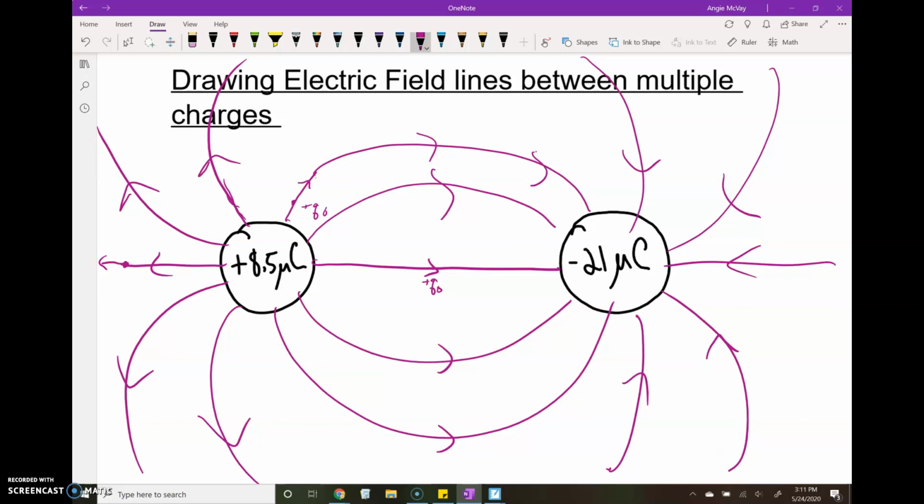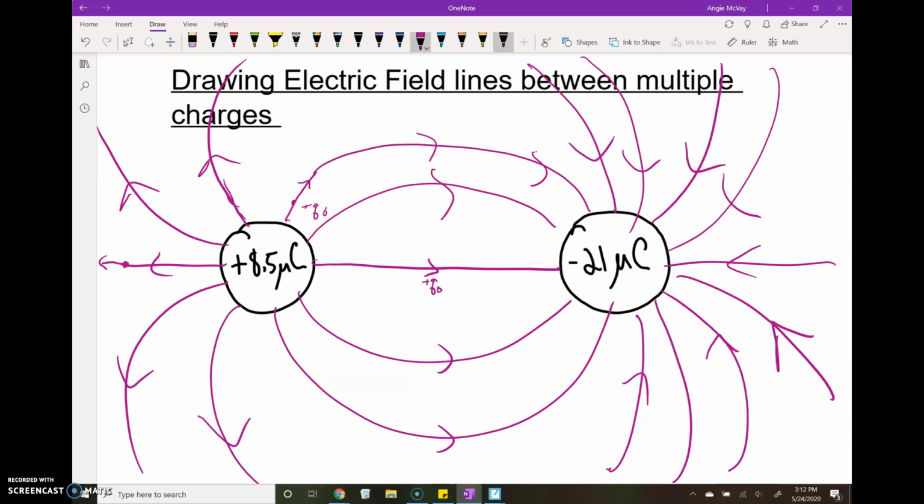But this shouldn't be symmetrical because the negative 21 microcoulomb charge is much larger than the 8.5 microcoulomb charge. And we know larger charges, larger electric field strength, means we should see denser field lines. So I'm going to add in a couple here so we can visibly see that the electric field is denser or stronger around this negative 21 microcoulomb charge.